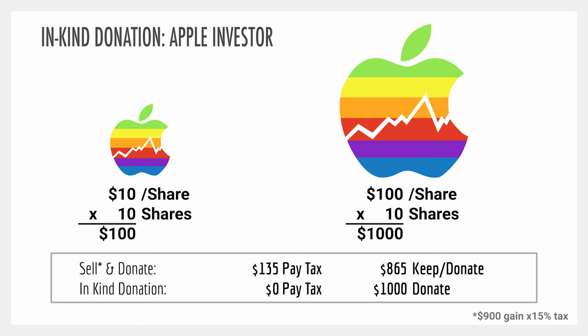He could sell them outright and then donate the remaining portion. However, he's going to have to pay his 15% or more capital gains tax, or long-term capital gains tax. As you can see in this chart, that first option is sell and donate. He would pay $135 of taxes, and then he would be able to keep or donate the remaining $865. So if he were to just do the traditional way, sell those shares and donate the remaining amount to charity, the IRS gets involved and takes some taxes.